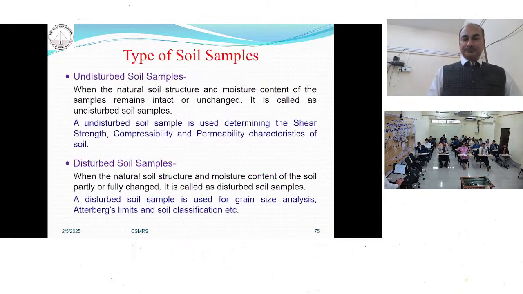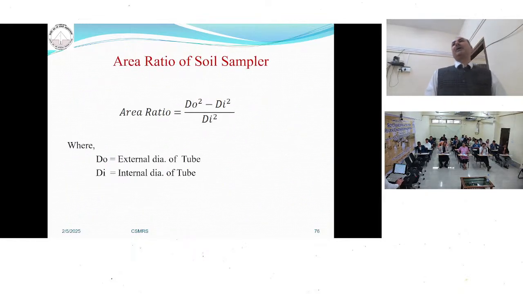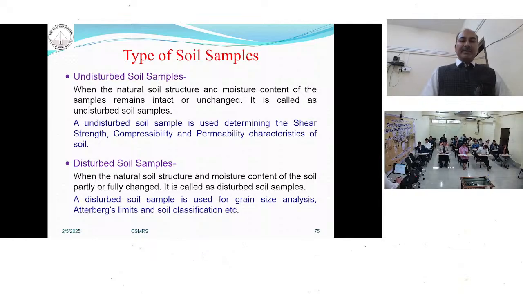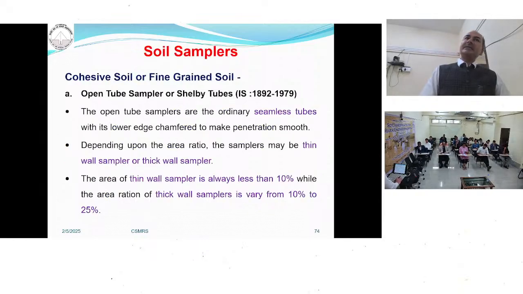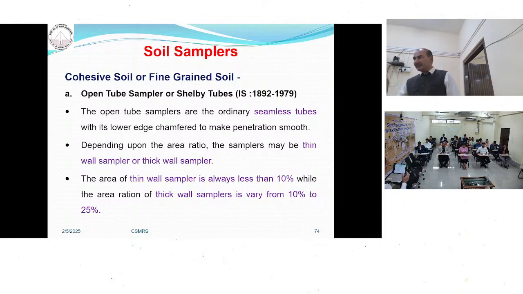Yeah. Area ratio is outer diameter square minus inner diameter square, divided by inner diameter square. This is called the area ratio. Now, if you are collecting an undisturbed sample, depending upon that area ratio, you can say this is a thin sampler, this is a thick sampler. If your area ratio is less than 10%, then it is a thin sampler. And if area ratio is more than 10% and less than 25%, it is thick. And beyond 25%, the sampler is not good to collect the samples. Because less area ratio means less disturbance, more area ratio, more disturbance.